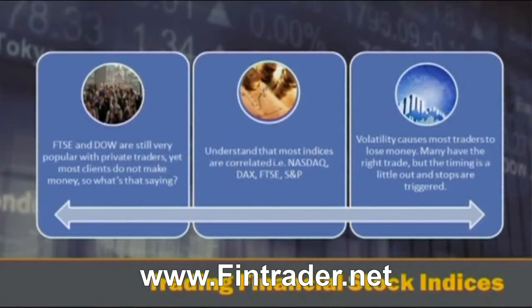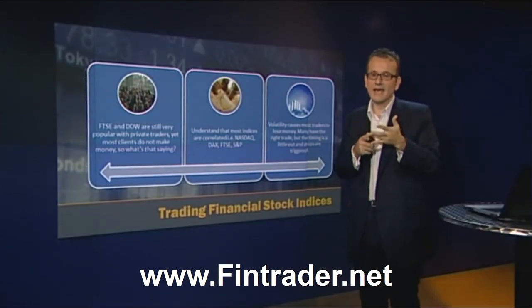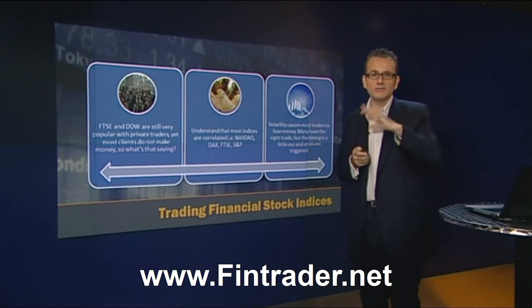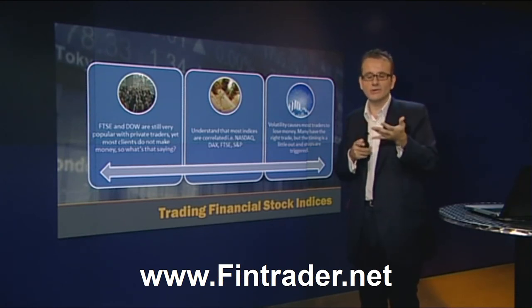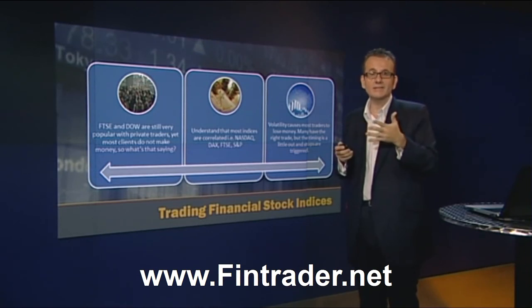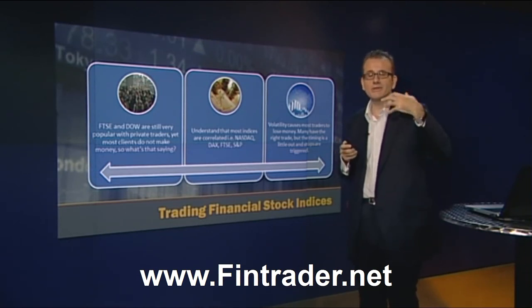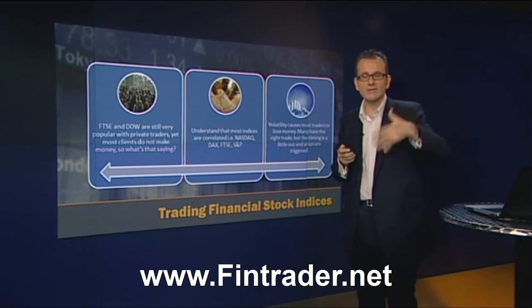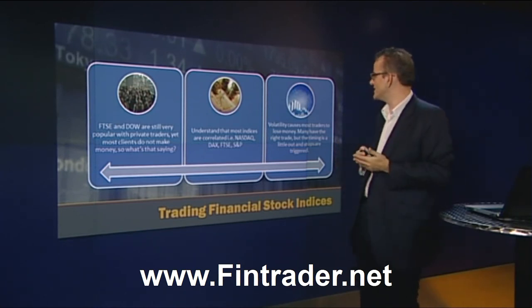The FTSE 100 and the Dow are still very popular with private clients, yet most private clients don't make money. So that might be telling you something. Understand most indices are correlated. What do I mean by that? Correlated means that if one market moves up, then the other market follows. For instance, the FTSE 100, the DAX, the Dow, the S&P 500, they're all stock indices, whereas gold or corn are not. So be careful when people are trading loads of indices, and really they're trading the same thing. It's all correlated.